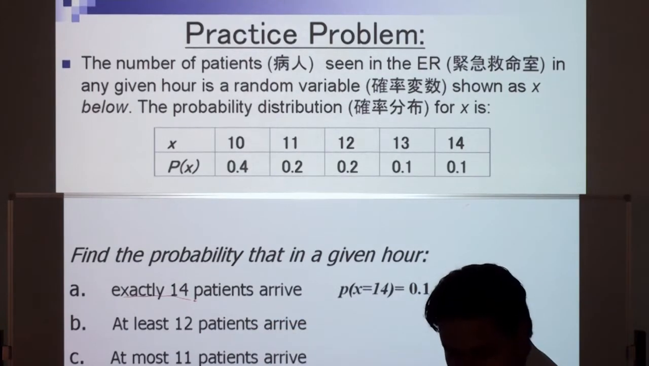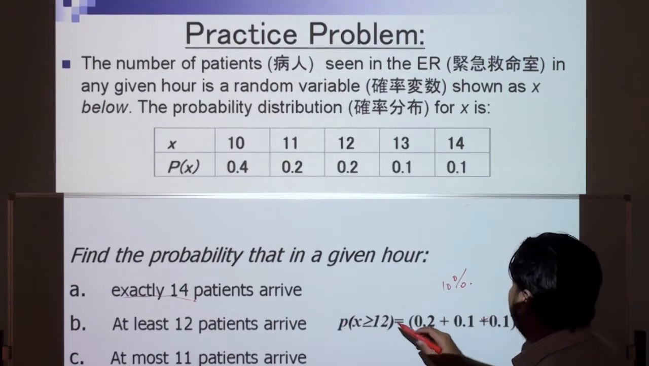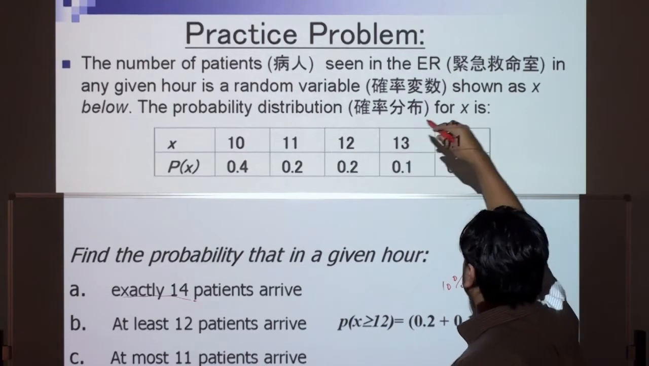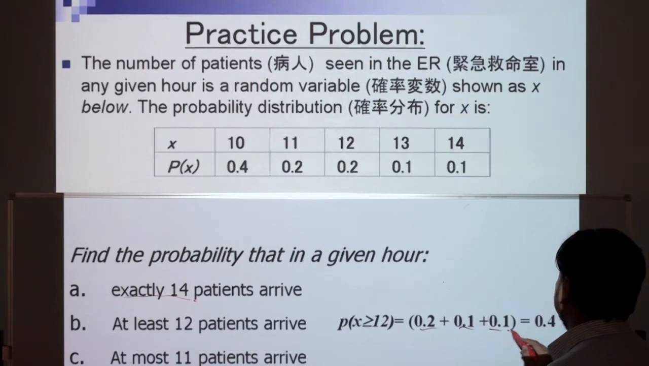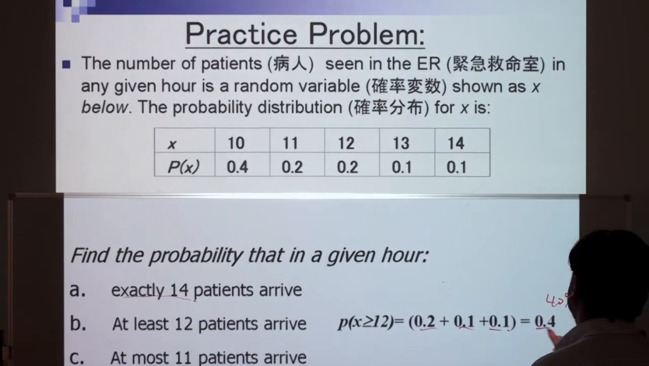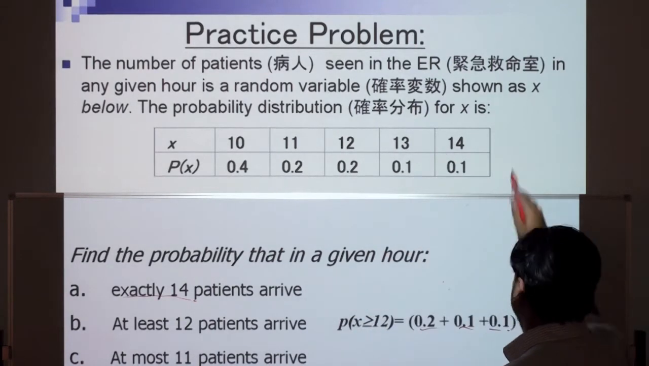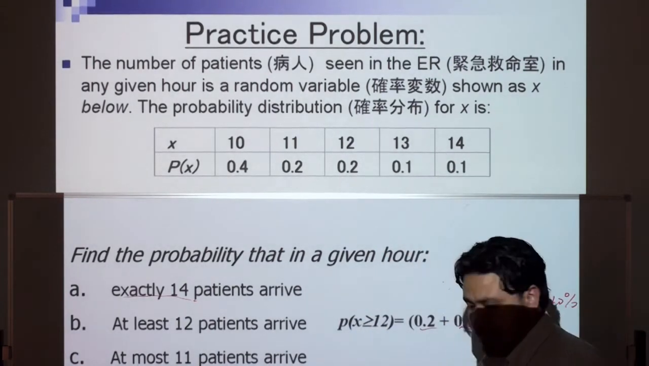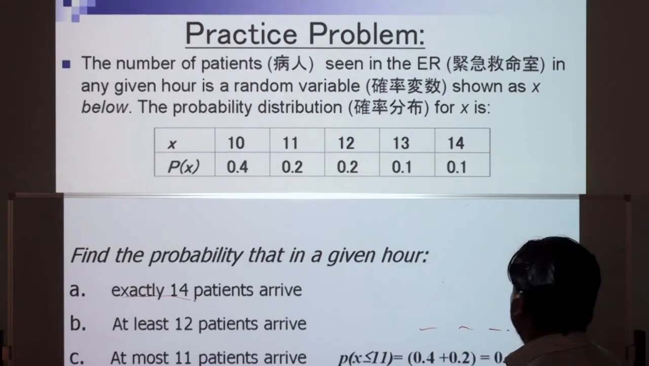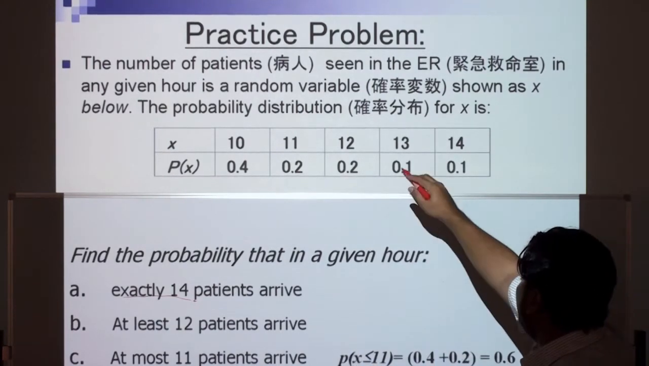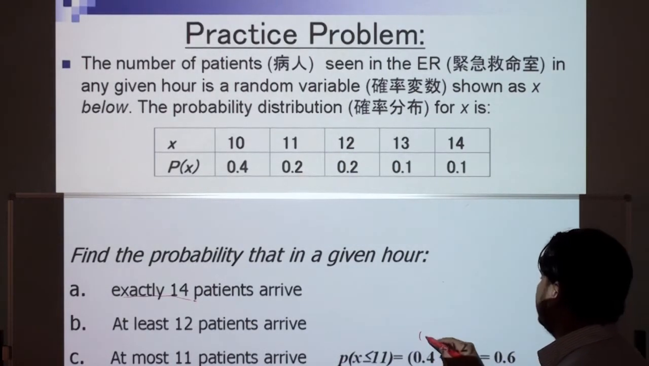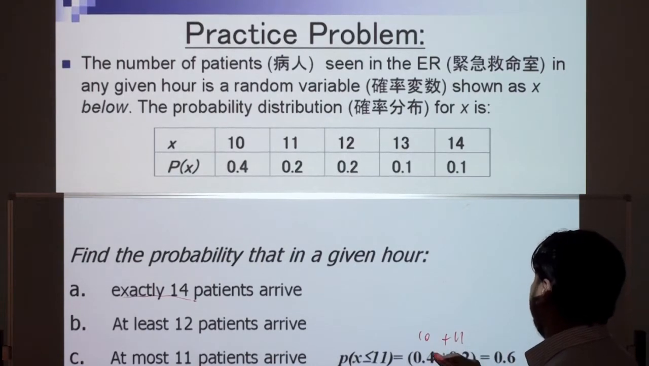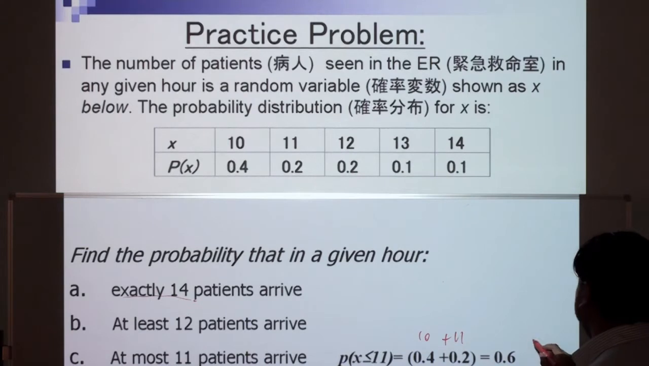At least 12 patients arrive. So we have 12, 13 plus 14, 20% plus 10% plus 10% equals 40%. Okay, at least 12: 12, 13, and 14. And the last one, at most 11 patients arrive, so no more than 11, so that's only 10 and 11. So here we have the probability of 10 plus the 11, 40% plus 20% equals 60%, or 0.6.